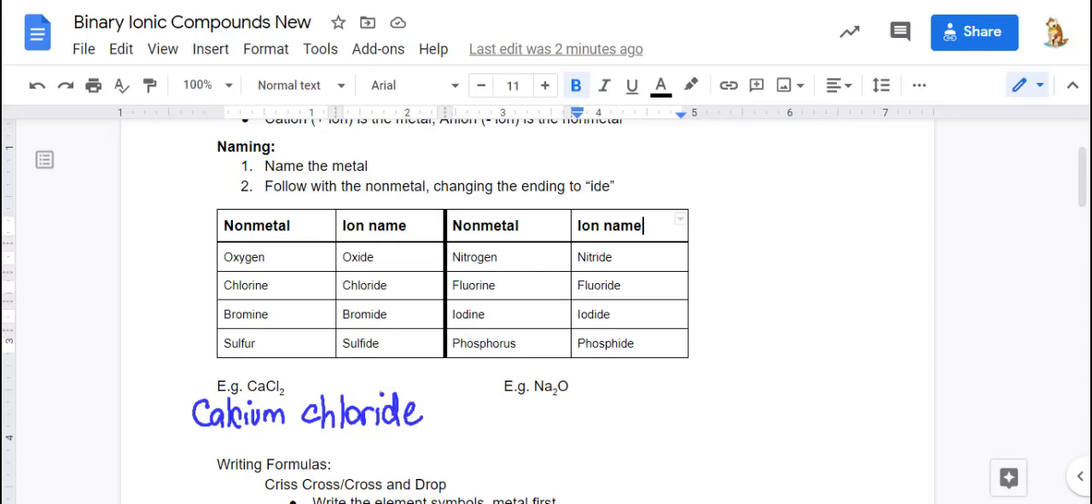So calcium chloride. Na2O. So Na is sodium. Oxygen becomes oxide. So that's all you have to do for naming simple ionic compounds or binary ionic compounds.